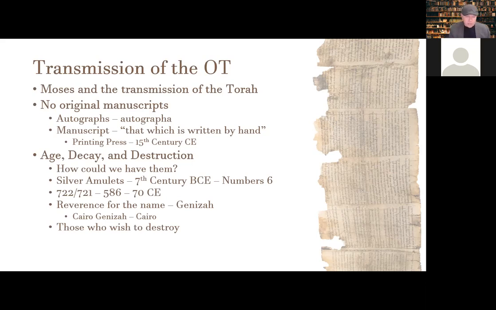So we have a famous Geniza that we found called the Cairo Geniza. It's in Cairo, Egypt. And there's a lot of old texts, ancient texts in there that we've drawn from. We'll talk about some of those later. But those Geniza, that's another reason why we don't have those texts. They're being destroyed by the very people that wrote them.